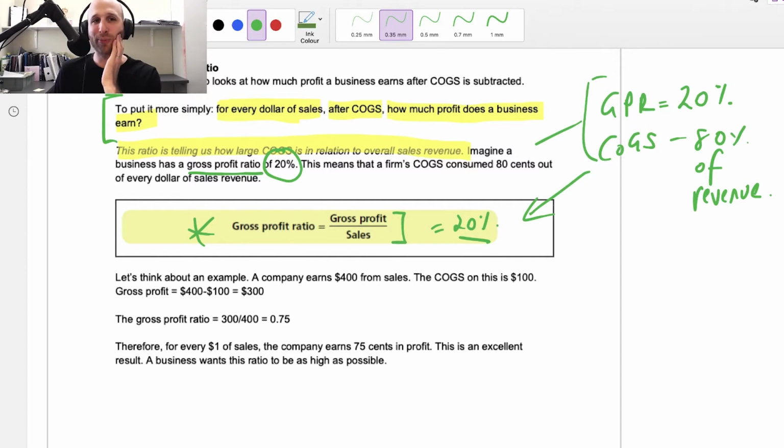Let's try an example. Maybe that was a little bit confusing, which is fine. So a company earns $400 from sales. So then I'm thinking, okay, that's revenue.